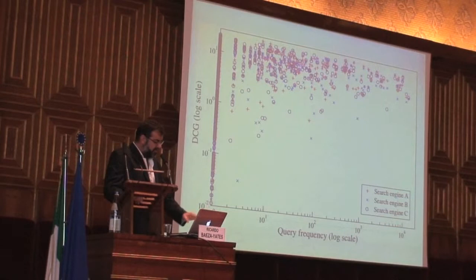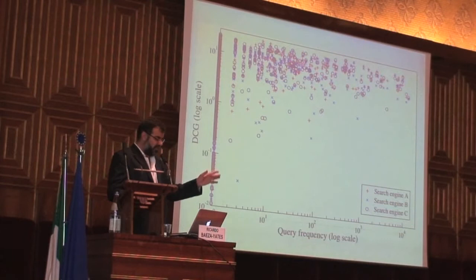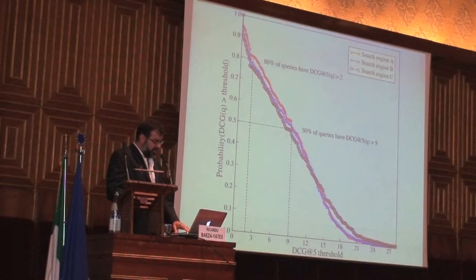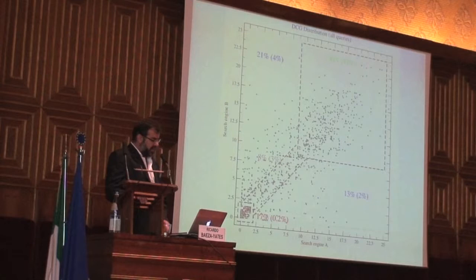Basically, if you see DCG against query frequency on all the search engines, you see everything. So everywhere you have another search engine better than you and vice versa, so you see all the possible cases. So there's no clear winner. Same here, the graph of DCG for three search engines: you see that the lines change in several places. So these are the real results.